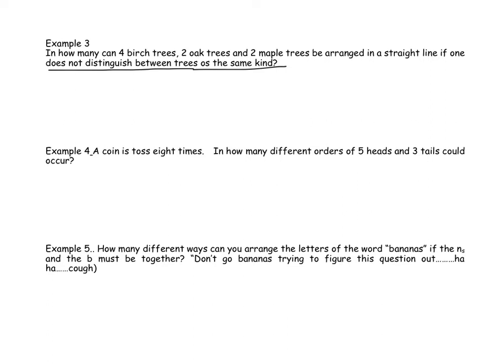So when you have the 2 oak trees next to each other, you can't tell if it's the first oak tree or the second oak tree. So that's why we divide out the 2 factorial. Same thing with the 4 birch trees. When the 4 birch trees are next to each other, there's a 4 factorial that can come out of there. Okay, so we divide all of that out. We look first at our total.